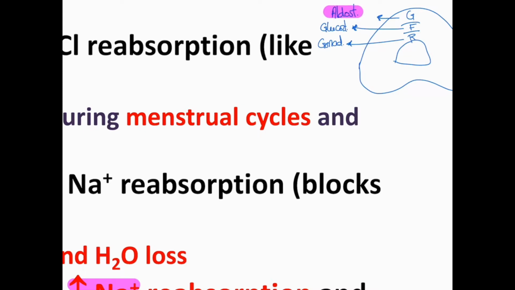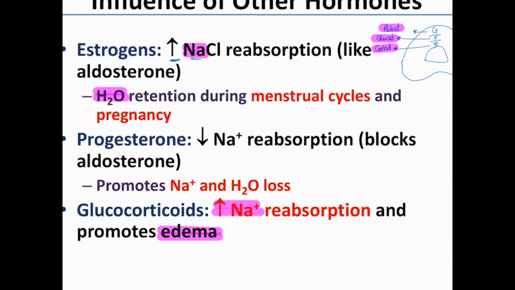aldosterone is enhancing the reabsorption of sodium, causing water retention and edema. Glucocorticoids, cortisol, are going to enhance the sodium reabsorption, promoting edema. Gonadocorticoids are going to be enhancing the sodium retention and promoting edema. So you see on here, this gives me an idea why estrogens and the glucocorticoids are going to enhance the sodium reabsorption. They all are going to get released from the adrenal cortex, and they will have similar chemical characteristics.